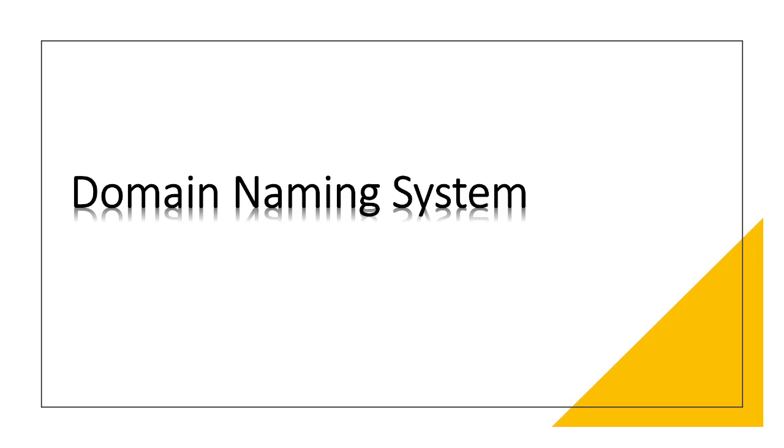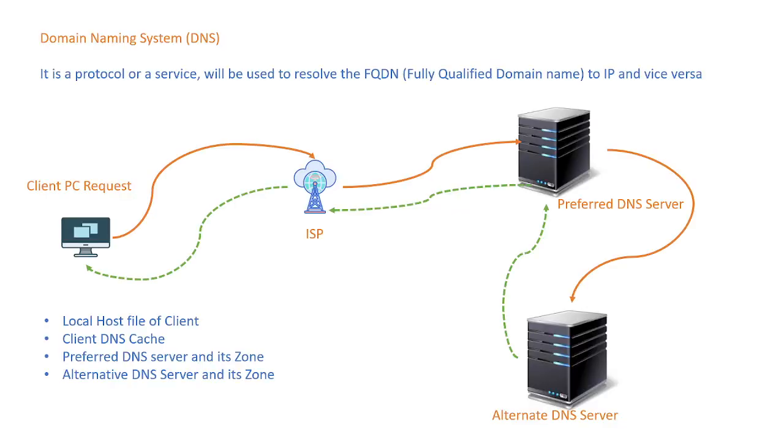So basically, Domain Name System is a service which helps you resolve a host name to an IP address and vice versa. It is a protocol or service used to resolve a fully qualified domain name into an IP address and vice versa.